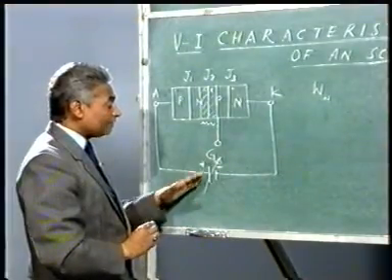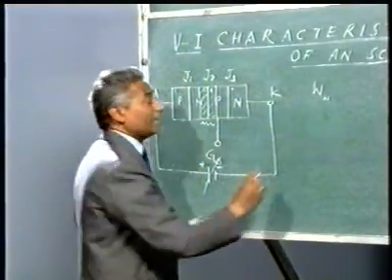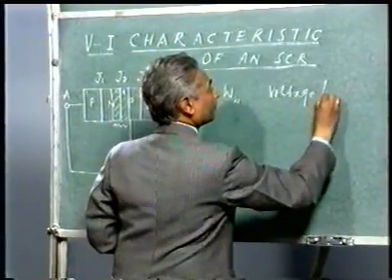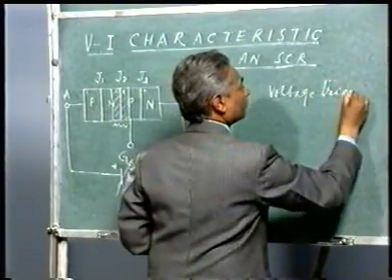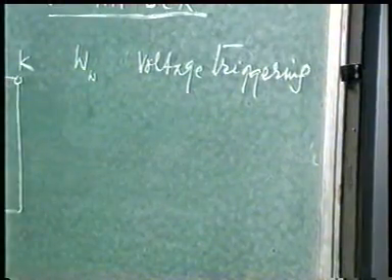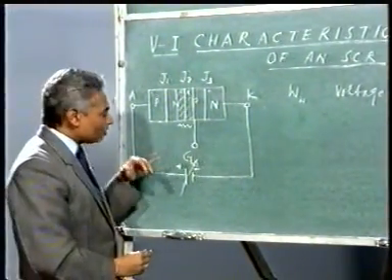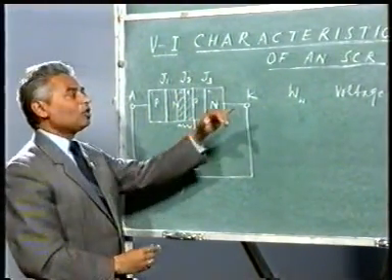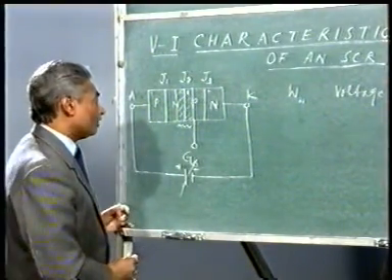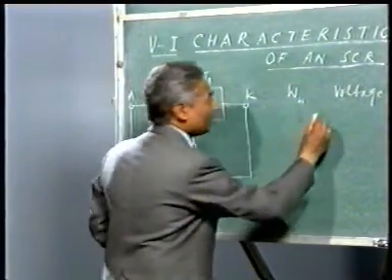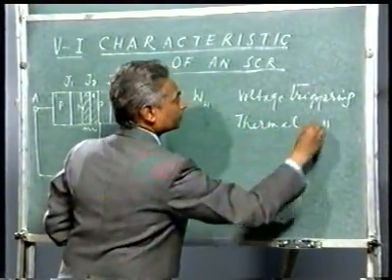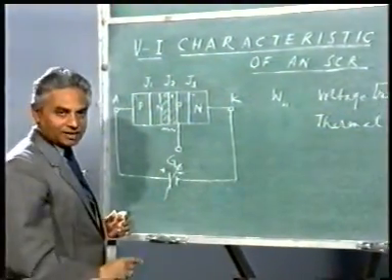Since we have done it with the help of voltage, it is known as voltage triggering. That means the conduction has taken place because of the voltage applied here, and we call it the voltage triggering process. Now there is another method of doing it, that is known as thermal triggering. Let us see what is that thermal triggering.